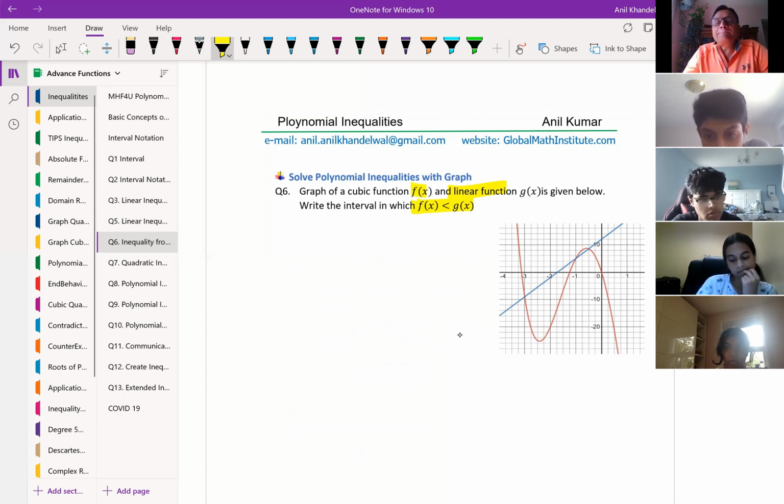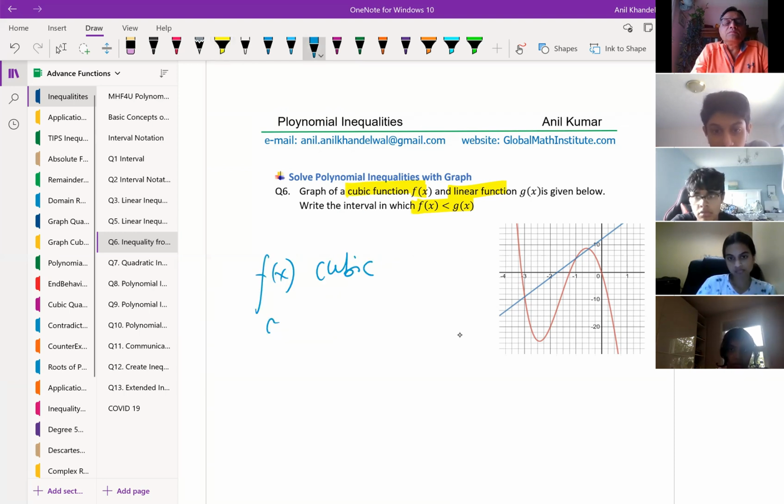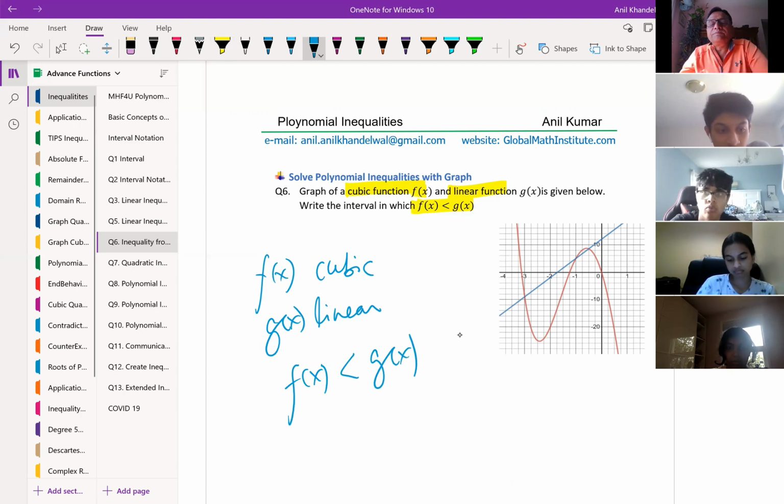So the cubic function is f of x, and the linear function is g of x, right? We want f of x to be less than g of x, right? Tell me the answer. So you'd have to check where they are intersecting here. These are the points of intersection, right? Tell me the answer now. I can't see the points properly. Okay, let us say A, B, and C. Let's say this is A, this is B, and this is C.